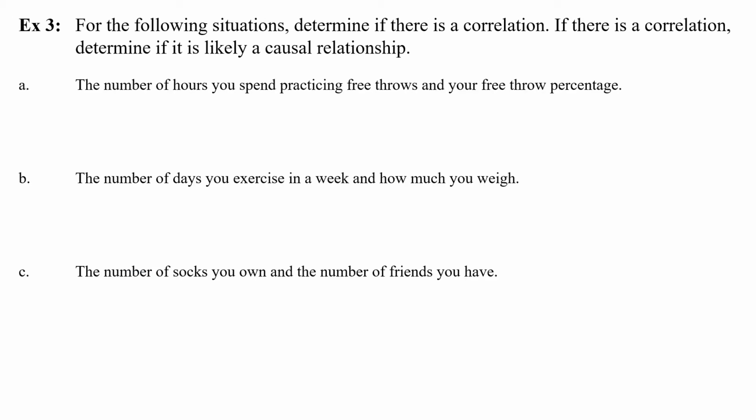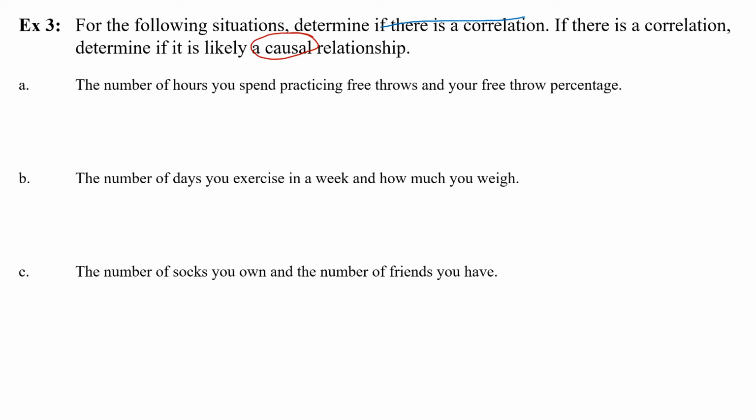Example 3. For the following situations, determine if there is a correlation. If there is a correlation, determine if it's likely a causal relationship. Okay, so example 3 is very similar to example 2. We still want to know what kind of correlation is there. Determine if there is correlation. The new step here, however, is determine if it is a causal relationship. All right, careful. That word is not spelled casual. Okay, it looks like it might be if you mispronounce it, but it's pronounced causal, which is basically they're asking you, do you think changing one is causing the other one to change as well?